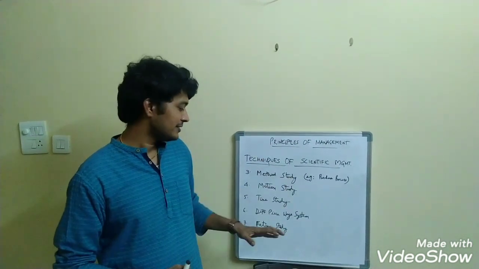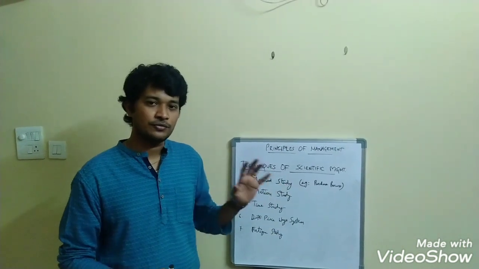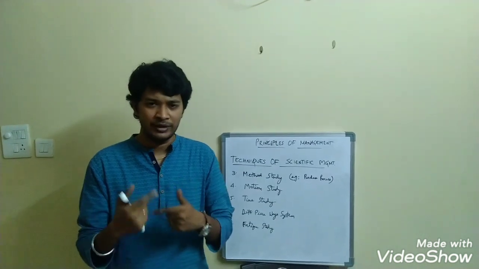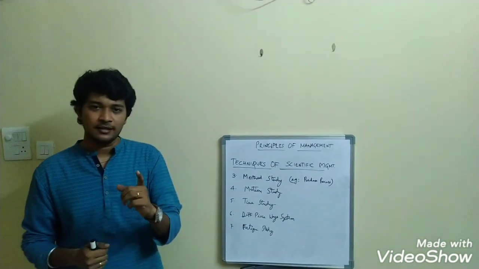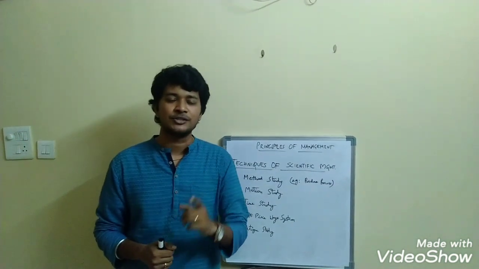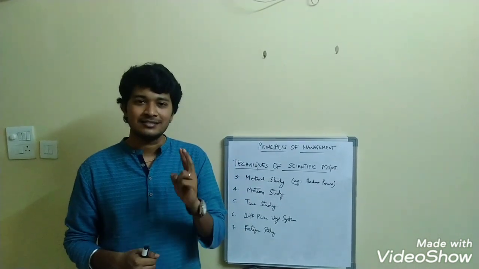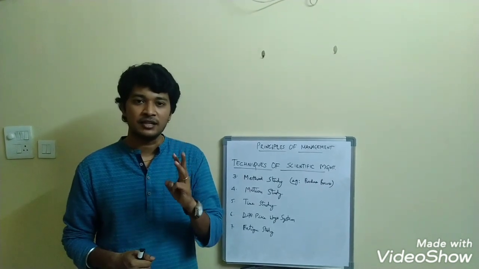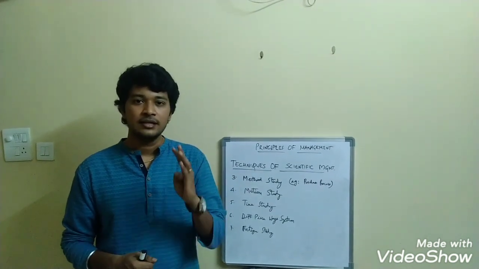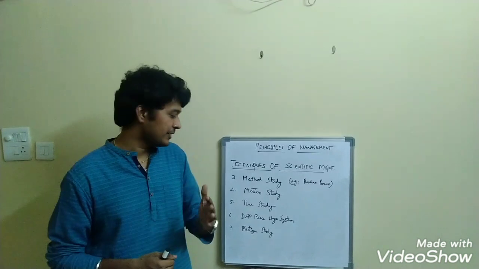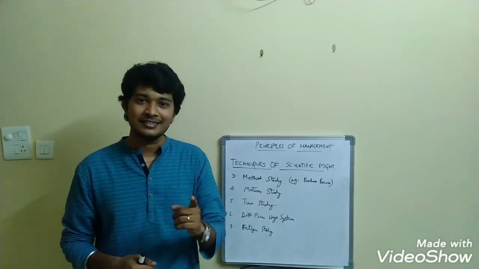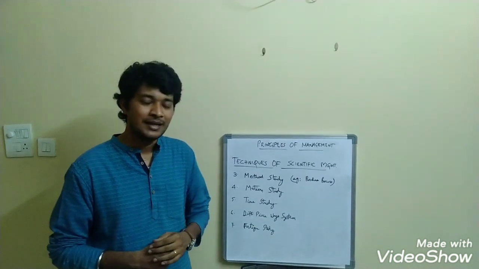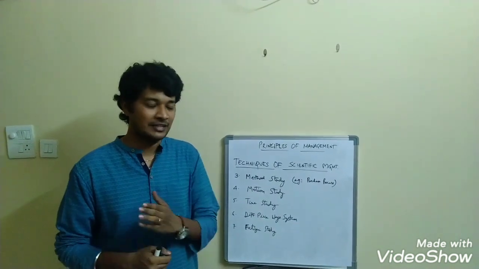So these 7 are the techniques of Taylor's scientific management. Just for a very fast revision, the first technique is functional foremanship. The second technique is standardization and simplification of work. The third technique is method study. The fourth technique is motion study. The fifth technique is time study. The sixth technique is differential piece rate system. And the seventh technique is fatigue study.